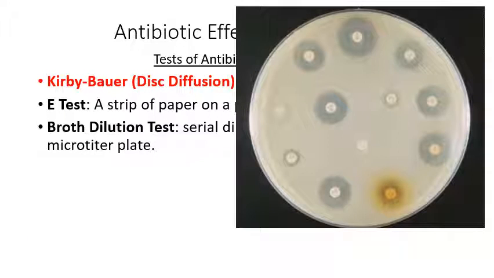All right, here's our friend the Kirby-Bauer test. So you put filter paper discs on the plate and the antibiotic diffuses out onto the plate. You have spread plate Staphylococcus aureus or something all over the plate, and then you measure how big the zone of clearance is in order to quantify how effective the antibiotic is.